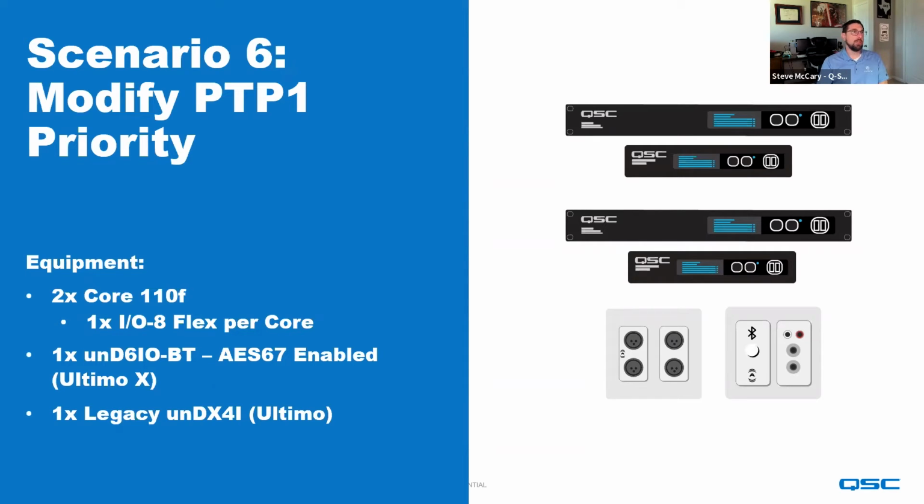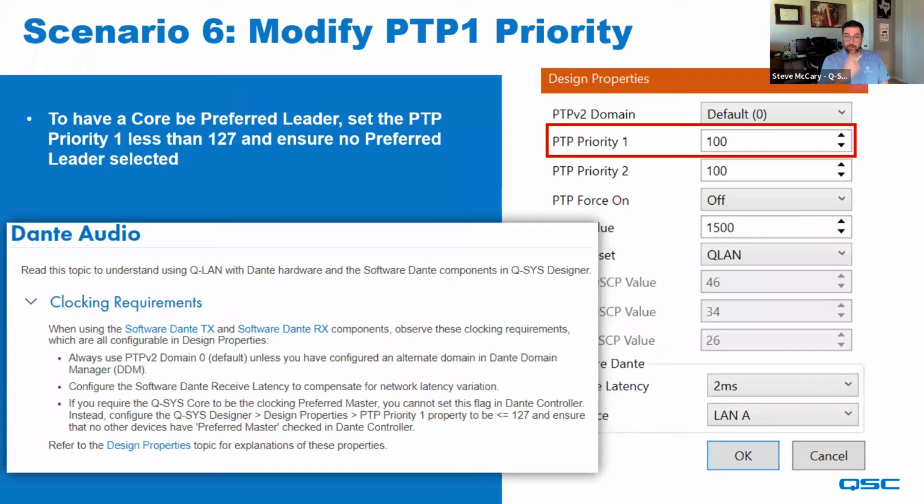But there's something new that we can do since we have introduced software-based Dante. When we introduced software-based Dante, we gave ourselves the ability to be a boundary clock, because we now have the ability to operate in the AES67 and Q-LAN space for V1, and we are able to operate in the V2 space for Dante. We can do these things. We can now be a clock leader.